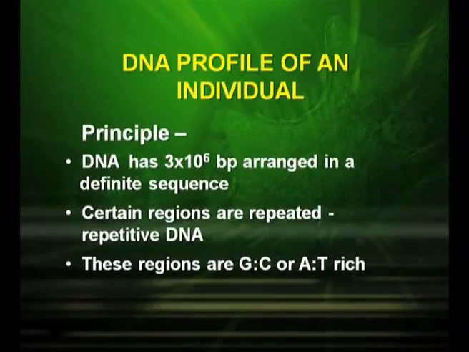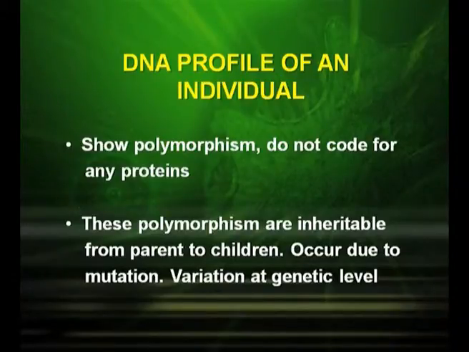Basically, DNA fingerprinting is the DNA profile of an individual. It is based on the principle that the DNA has 3 × 10⁹ base pairs which are arranged in a definite sequence. Certain regions are repeated, which are called repetitive DNA. These regions are G-C or A-T rich. These regions show polymorphism, and they do not code for any proteins. These polymorphisms are inheritable from parent to children, and they occur due to mutations. So, the variation is at the genetic level.